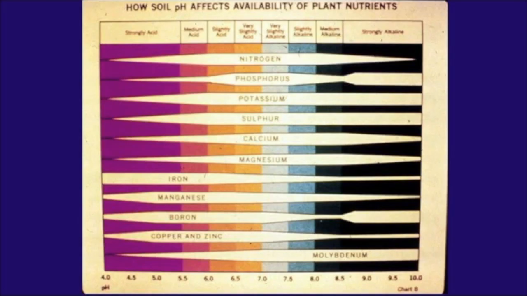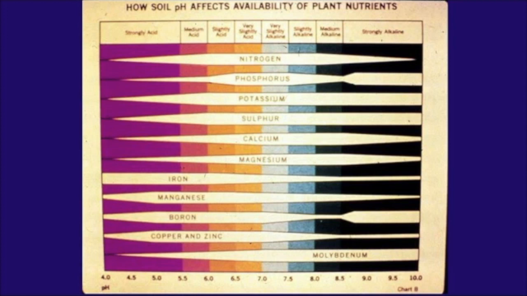You've probably all seen this table before. This is in my textbook, but it didn't originate with me. A guy named Truog, way back in like the 1930s, came up with this. And what he's showing here is that here's pH 7 in the middle, and here's acidic, here's alkaline. In fact, this goes from 4 to 10. That's kind of the normal range for soils. And the wider the line up here, the more you have of an element, and the narrower the line, the less available it's going to be to plants.